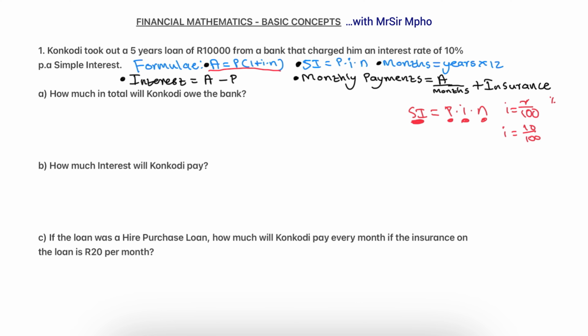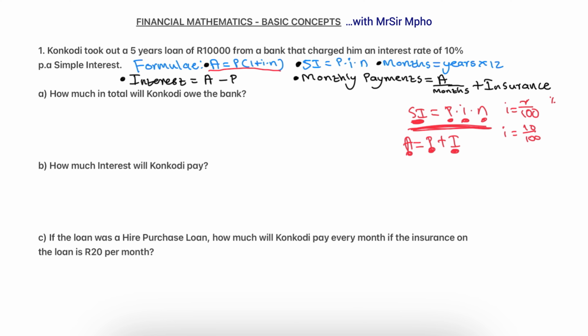Now, there's a formula where you want to know the total amount. Let's start here. The total amount that you're going to owe the bank will be the original amount of money that you put into the bank or that you took out as a loan, plus the interest that was charged if you were taking a loan, or the interest that you gained if you were investing. So the original amount plus the total interest gives you the whole amount.